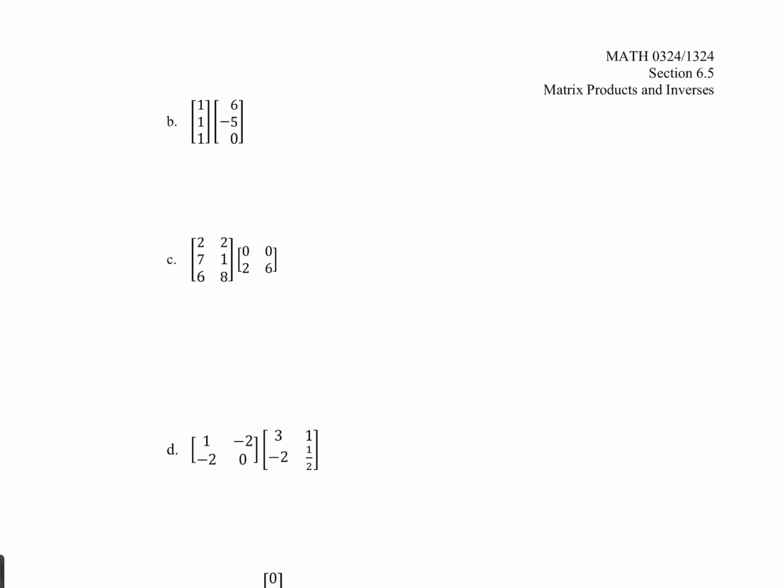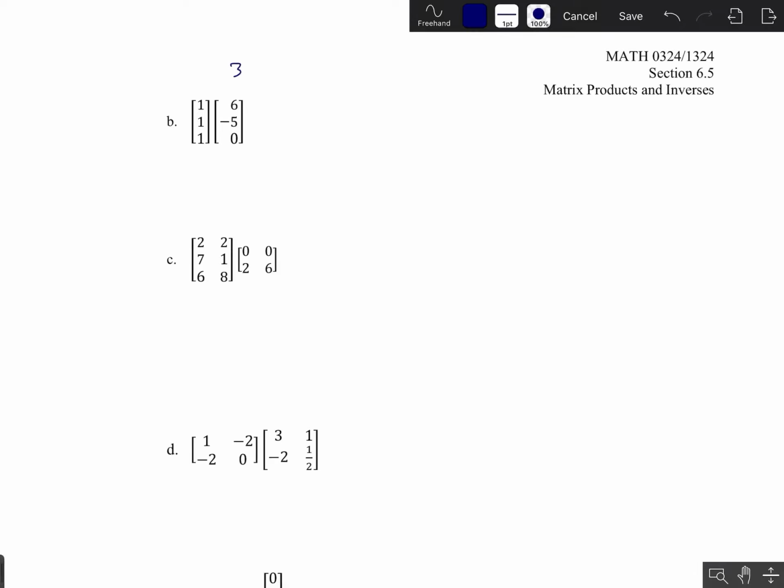And even though these have the same number of entries, it is not possible to compute this product because here we have a 3 by 1 matrix times another 3 by 1 matrix. And again, what we're looking for is that we want the number of columns from that first matrix, which is 1, to match the number of rows from the second matrix, which is 3. And because these don't match, this product would just be undefined. So I'd like for you to just write undefined as the product here.